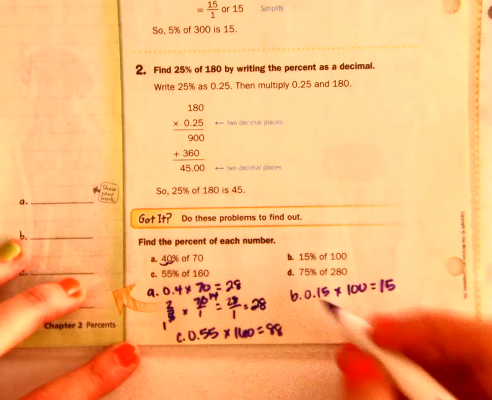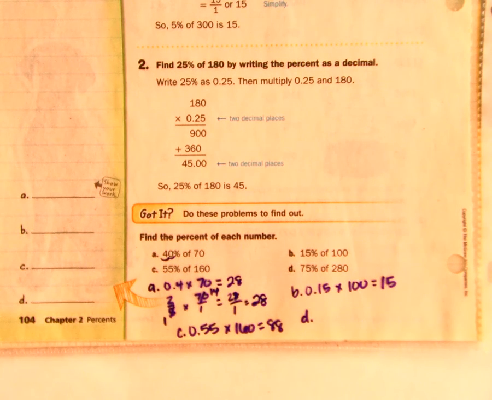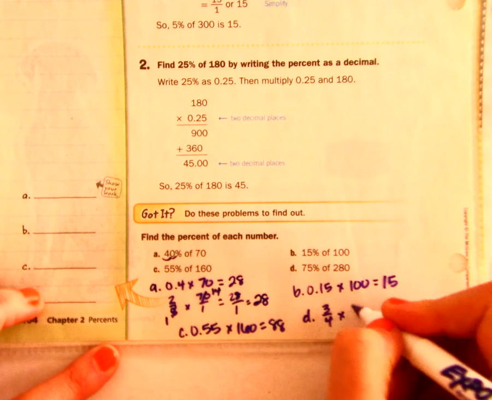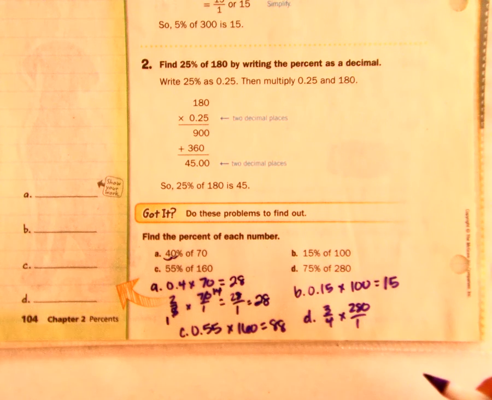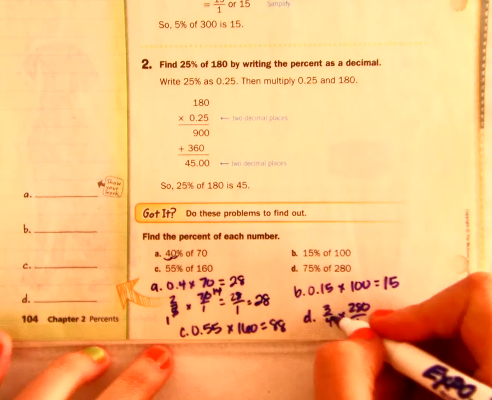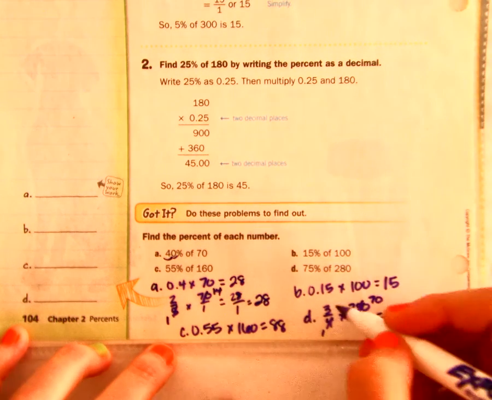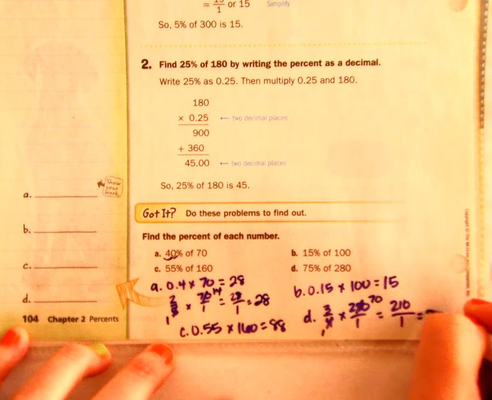Right? Example D, we have 75% of 280. I know 75% is 3/4 as a simplified fraction. So I could take 3/4 times 280 over 1. And again, I like to cross simplify. I know 4 can go into 4 one time, and 4 can go into 280 70 times. Then I multiply. 3 times 70 is 210. 1 times 1 is 1. Simplified down would be 210.